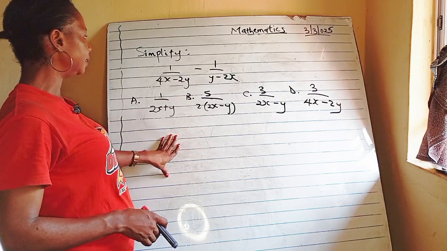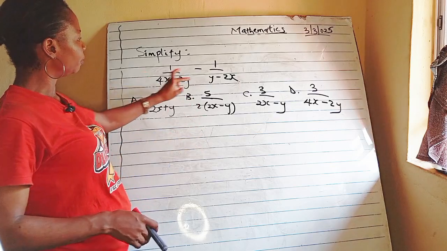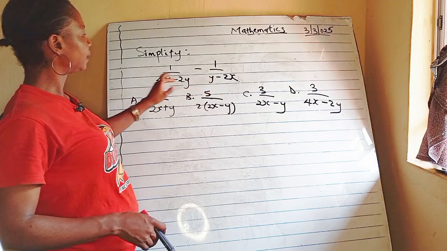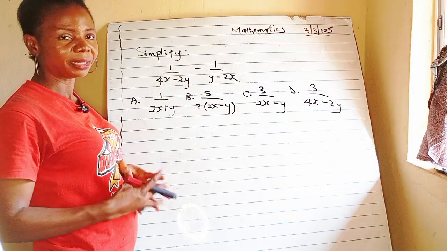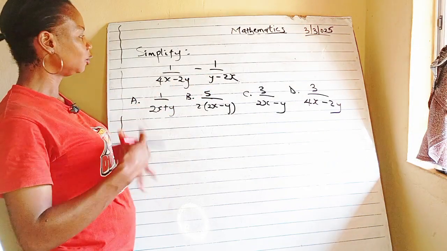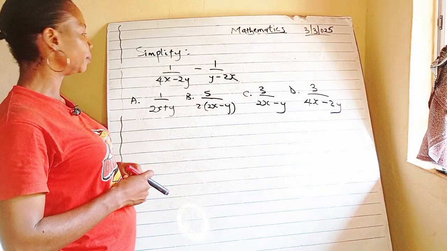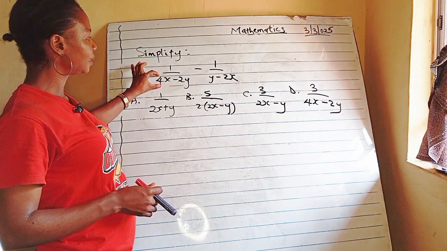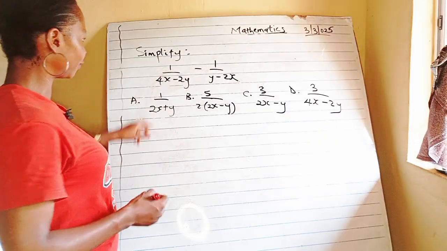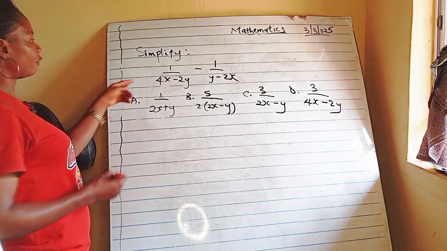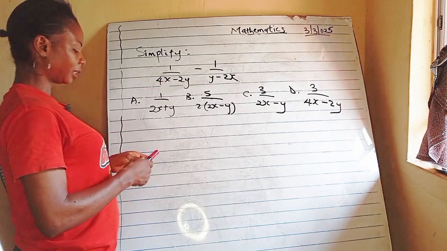For us to simplify this, if you look at the two denominators, you find out that they are similar, though they are not the same. For you to get to their similarity, you factorize this and see what we have. When we factorize 4x minus 2y, we are going to have this.